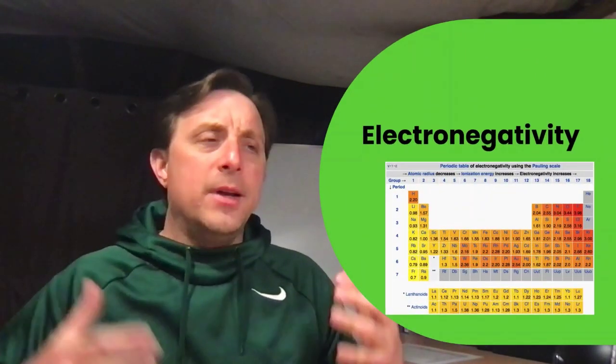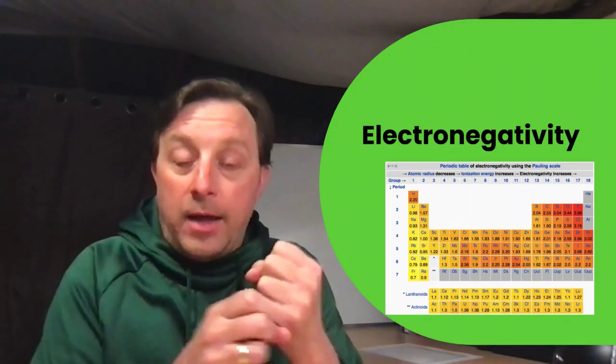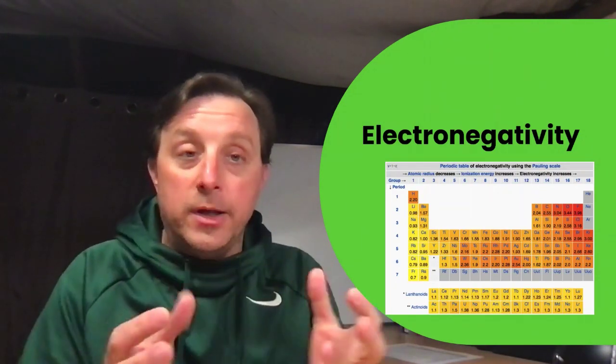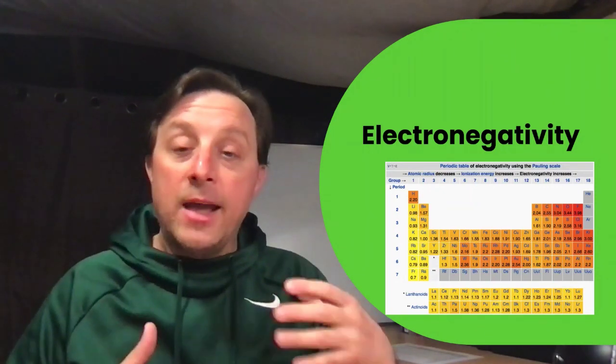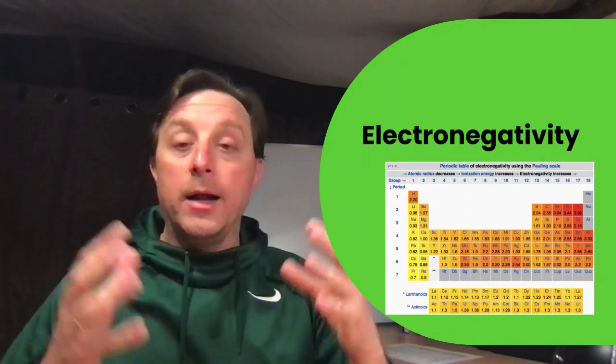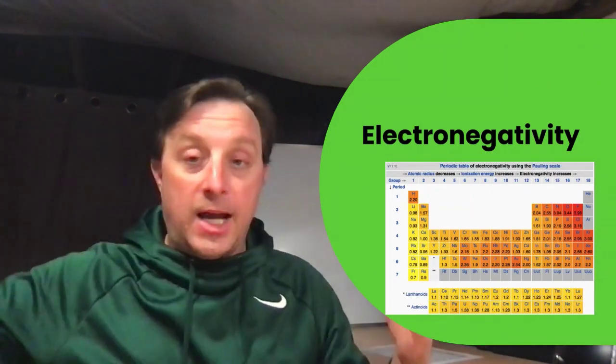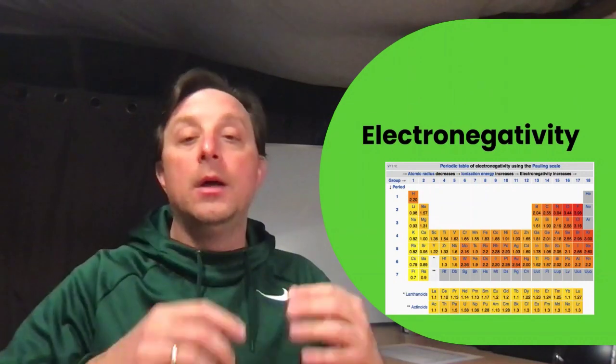You can think of electronegativity as the strength with which the atom's nucleus, the positive nucleus, is holding on to those outer shell electrons. A highly electronegative atom is going to have a very strong pull on those electrons, and it can actually pull electrons from other atoms. A weakly electronegative atom is going to give up electrons fairly easily because it's not pulling on them very strongly.